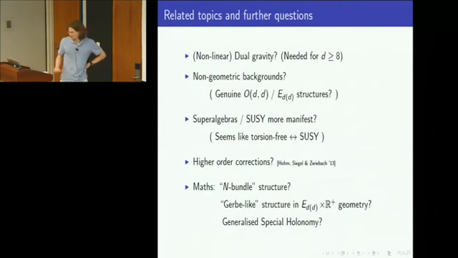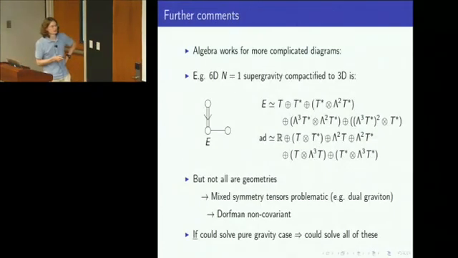Possibly. So in this 6D example I had, there are similar things which incorporate vector multiplets and tensor multiplets. So I can do things like that. The situation you refer to, I'm not so sure about, but maybe.